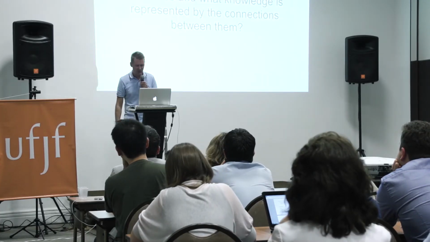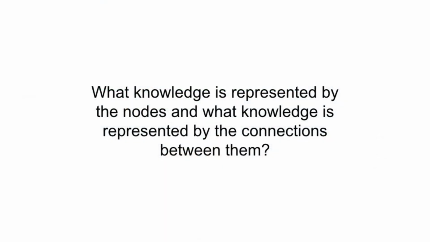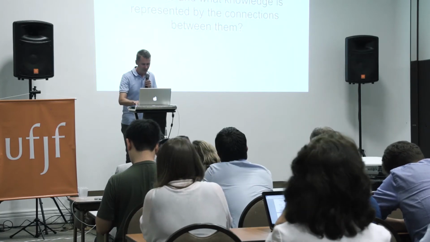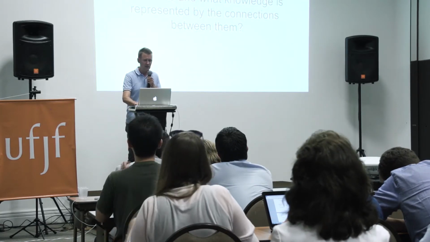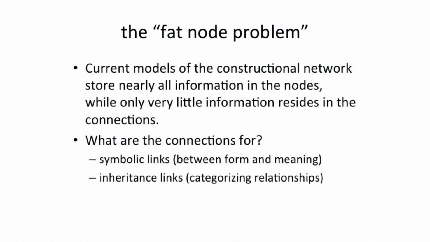I'd like to move on to the last question, which is actually not only concerned with diachronic construction grammar, but has implications for construction grammar writ large. And the question is, what knowledge is represented by the nodes, and what knowledge is represented by the connections between them? And because this is a clunky and cumbersome question, I rephrased it as the fat node problem. So what's the fat node problem?